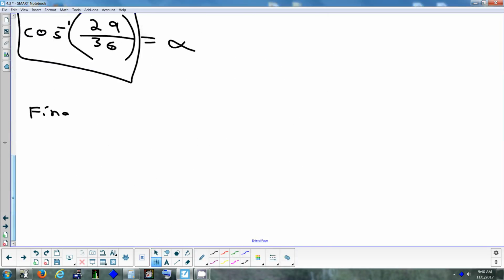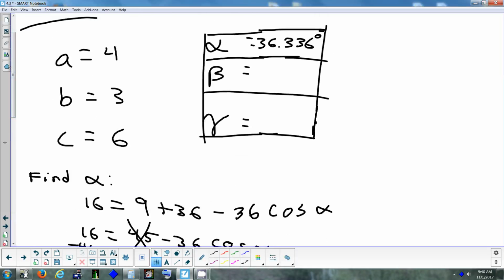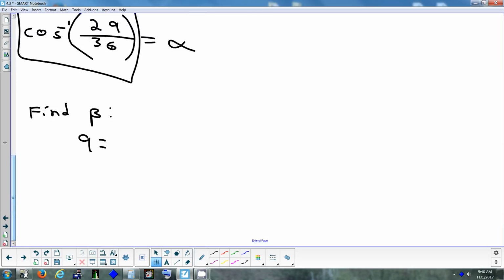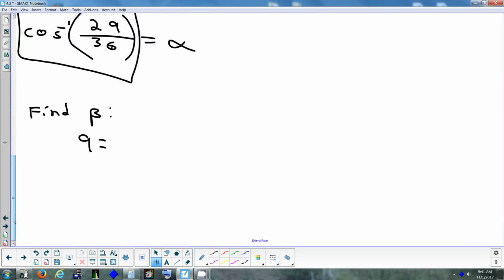Let's find beta. Can you remind me how that starts out again? Starts out with b squared, so 3 squared. All right, so b squared equals 4 squared plus 6 squared. Let me write this down: 3 squared equals 4 squared plus, what did you say after that? 6 squared. So that's 16 plus 36.